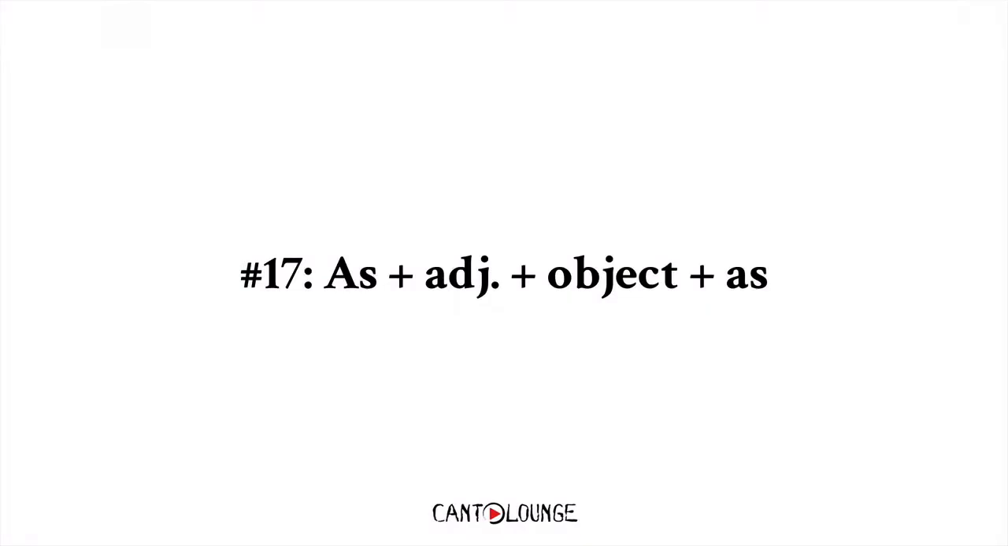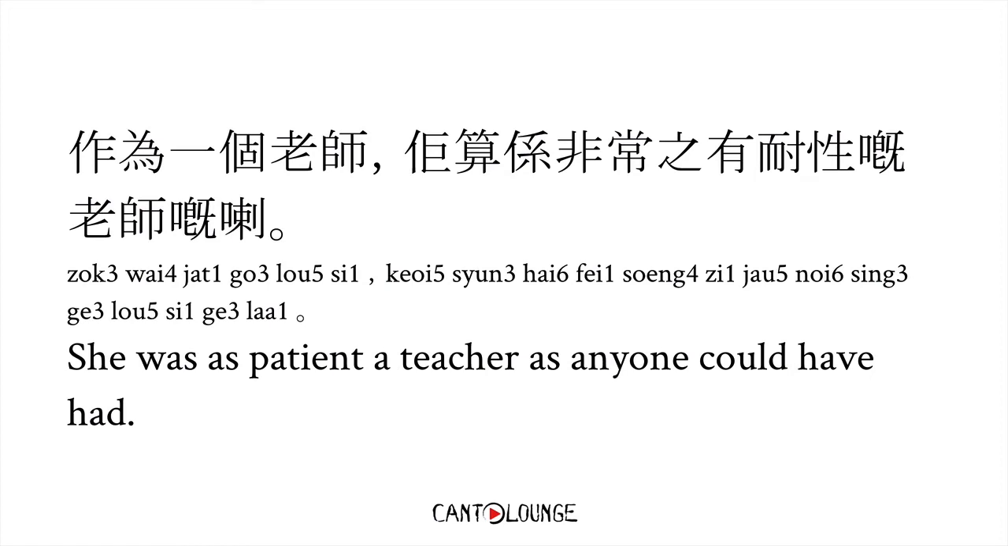Moving on, we have number 17, as something plus object plus as. So here we have similes, yay. Actually, this isn't a simile, I'm sorry. You'll see this is a very English expression. It does not translate very well into Cantonese, so I just want to give an example, as well as a Cantonese translation to show you how to translate trickier constructs that fit into this pattern. So in English, you might say something like, she was as patient a teacher as anyone could have had. So the pattern, as patient a teacher as blah, blah, blah.